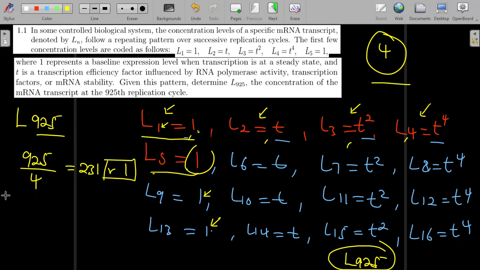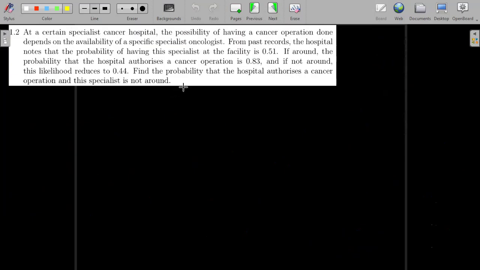So we're going to say L925 is simply equal to 1. Why? Because this is just a repeating pattern over successive replication cycles. The number of cycles is 4. You take the value that you've been given, divide it by 4, and the remainder will be the answer for that cycle. That's how you find L925 here. So L925 is simply 1. All right, let's look at question 2.